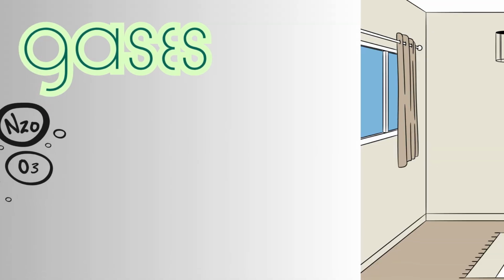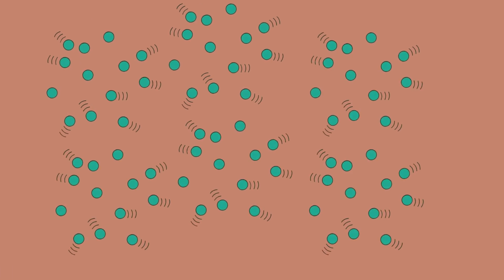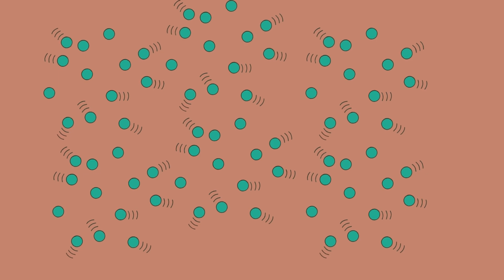Now, onto our third state of matter, gases. Gases are tricky because we can't always see them, but they're everywhere. The air we breathe is a gas. Gases don't have a fixed shape or volume. They spread out to fill any space.